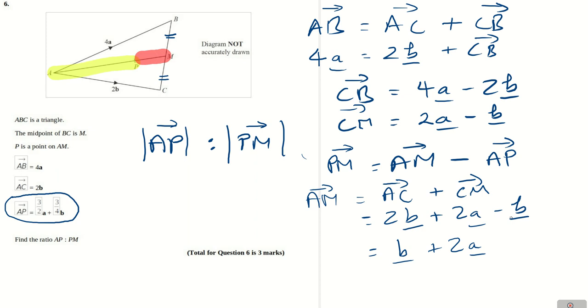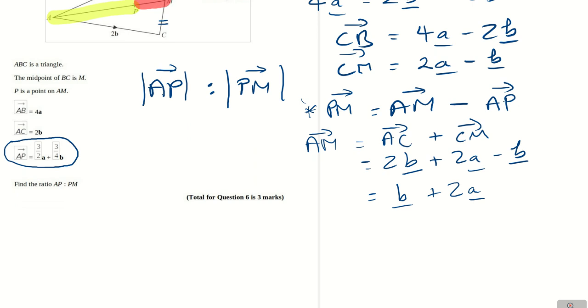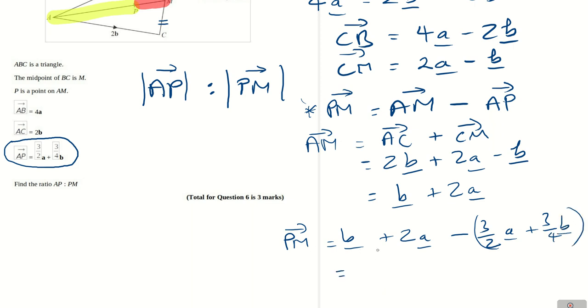Okay, now using this equation here, we can say that the vector PM is equal to B plus 2A minus the vector AP, which we're given, 3/2 A plus 3/4 B. And we can then collect like terms here, and we're going to have B minus 3/4 B, which is 1/4 B, and we're going to have 2A minus 1.5A, which is going to give us 1/2 A.